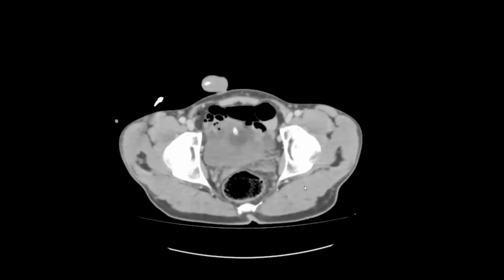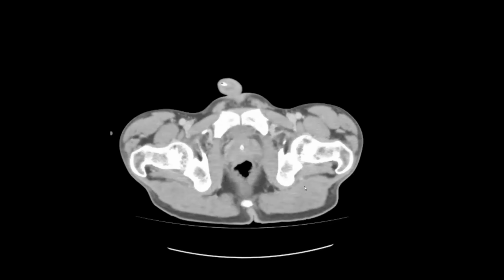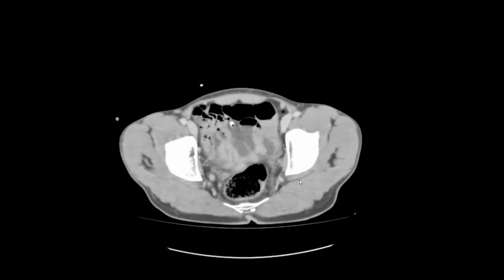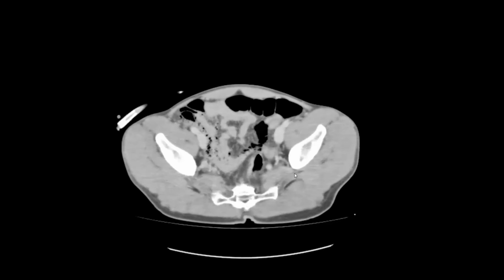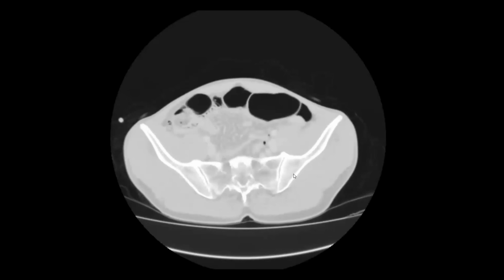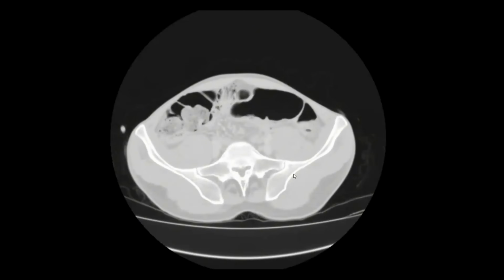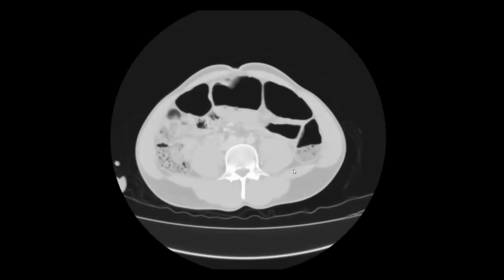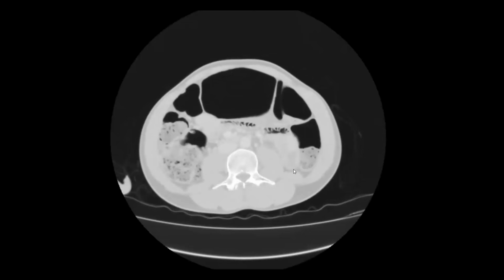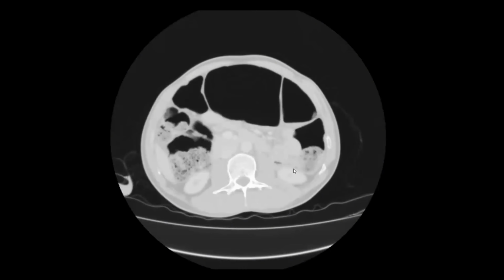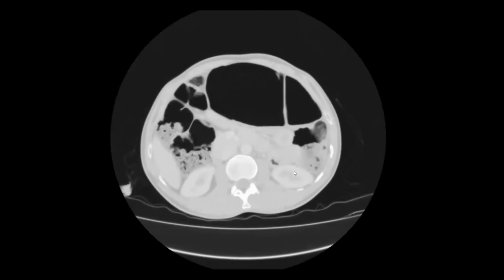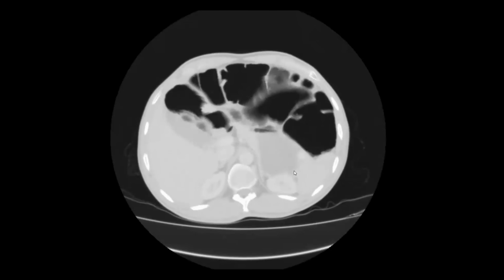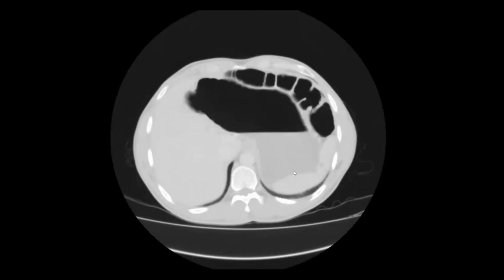There is no pneumatosis intestinalis. There is no free intraperitoneal air. I would like to further confirm this on the lung window. So, again, no pneumatosis, no pneumoperitoneum. I would like to check for free gas in the portal veins in the liver, which I cannot see.